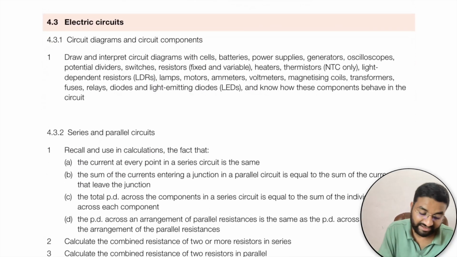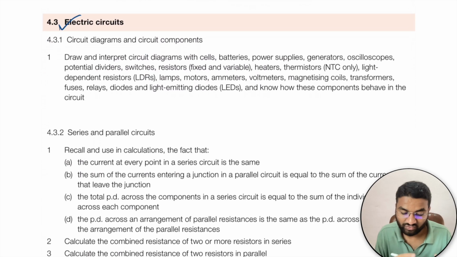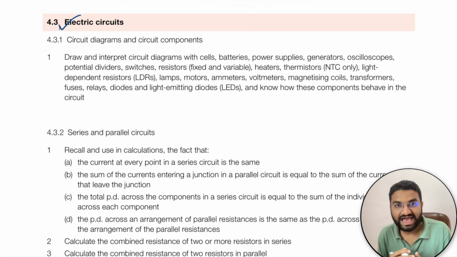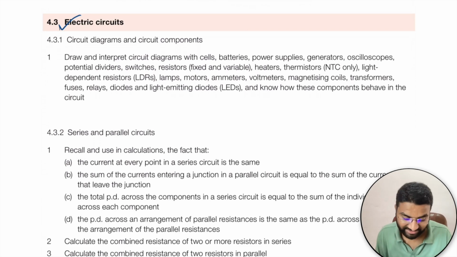Next, electric circuits. In electric circuits, we have to understand the different components such as battery, cell, power supply, generator, and oscillators. Then lamps, motor, ammeter, and voltmeter, and how they are connected in the circuit, we have to understand.